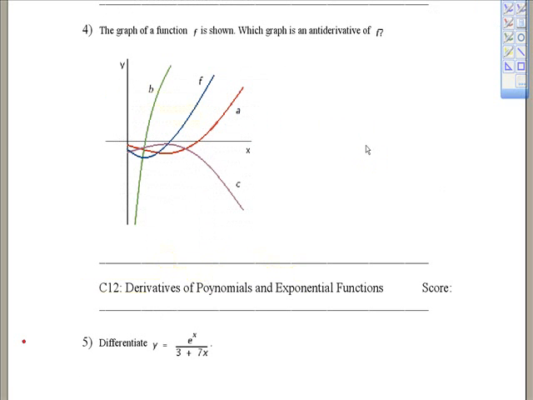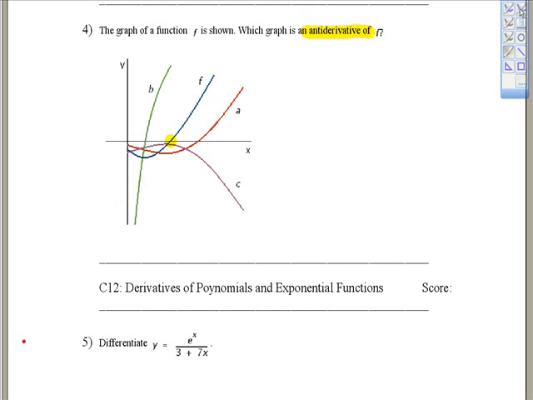Okay, number 4, what does F prime say about F? It says the graph of a function F is shown. Which graph is an antiderivative of F? Another way we said to ask that question was, F is the derivative of which graph, right? Well, in order to look at that, we want to see where the zeros of F are, right? If F is the derivative of some graph, its zeros are going to correspond to what?